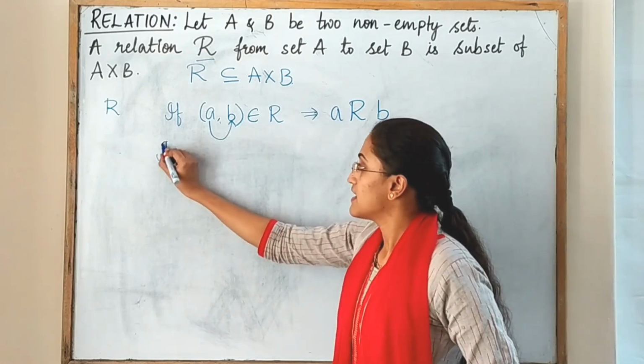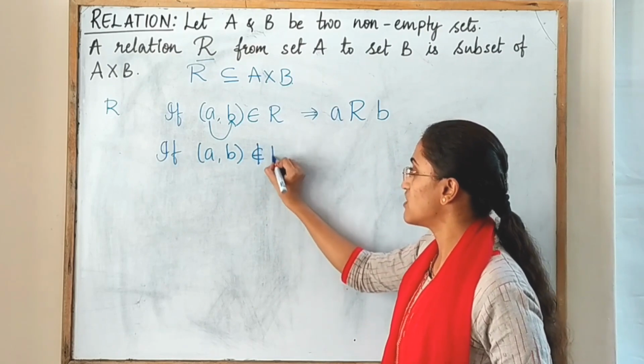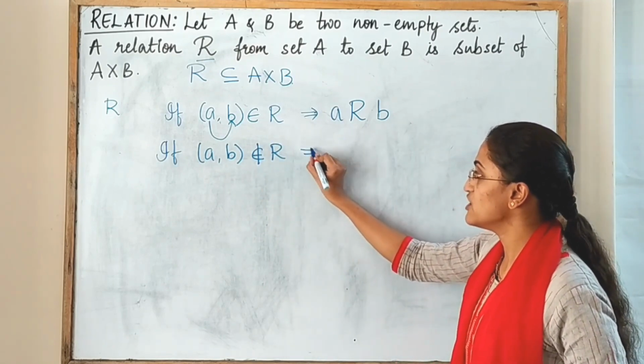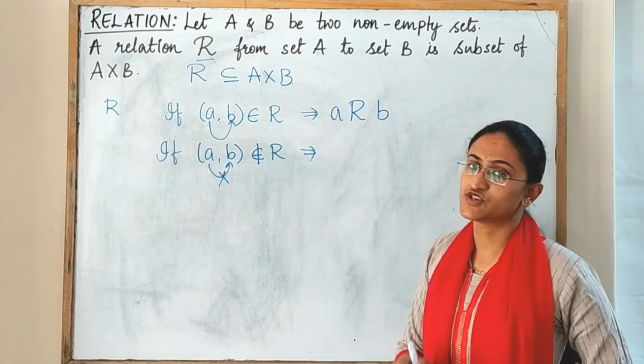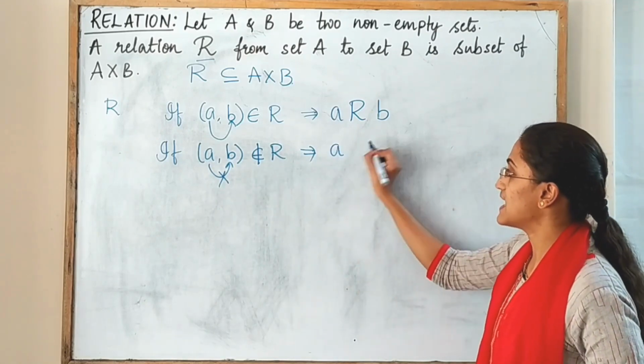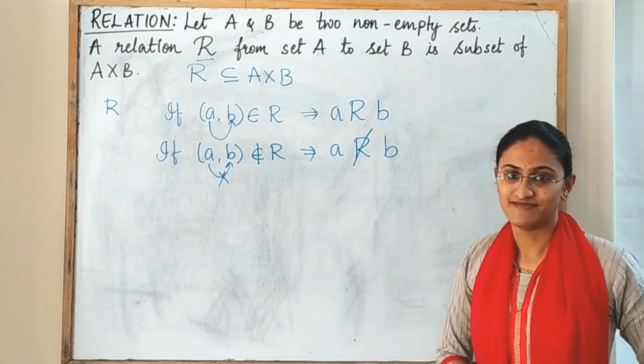If the ordered pair (a, b) does not belong to the relation R, then you may tell that the element a is not related to the element b and denote it as a not related to b.